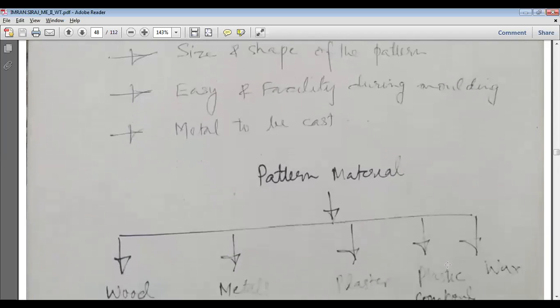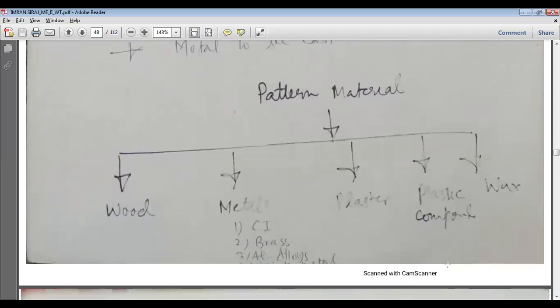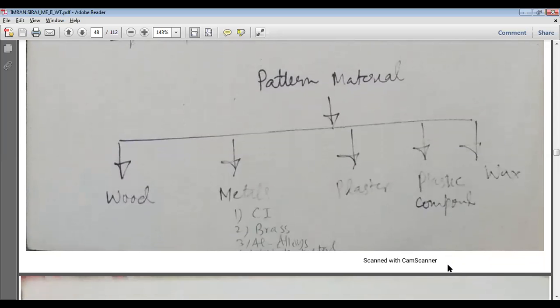Now, what are the pattern materials? Pattern materials are five: wood, metals, plasters, plastic compounds, and waxes. Wood has three types: soft, hard, and medium. Then metals: cast iron, brass, aluminum alloys, and bronze, etc. Then plasters, plaster of Paris, that is basically gypsum.